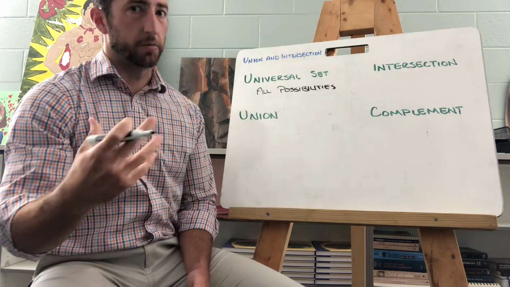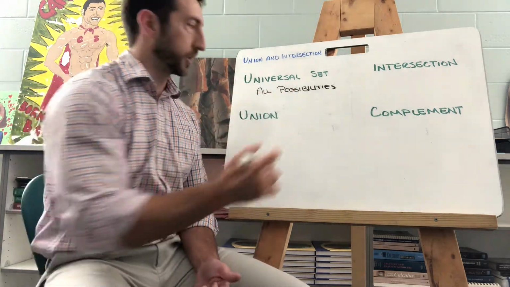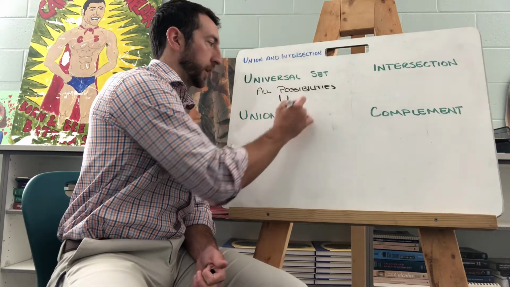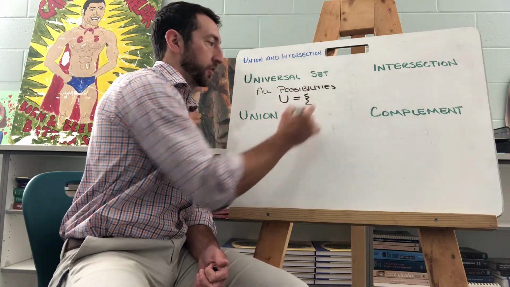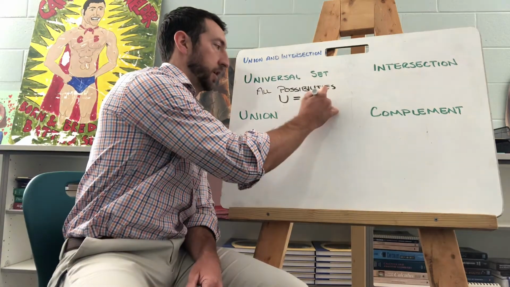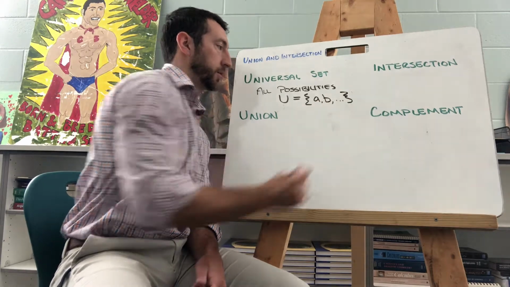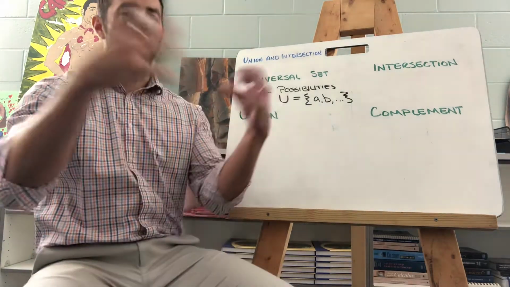It's going to be kind of confusing with union, but it's usually going to use an uppercase letter U, and then our little fancy bracket, and it'll have A, B, or whatever. So if it says universal set, that's going to mean all the possibilities.